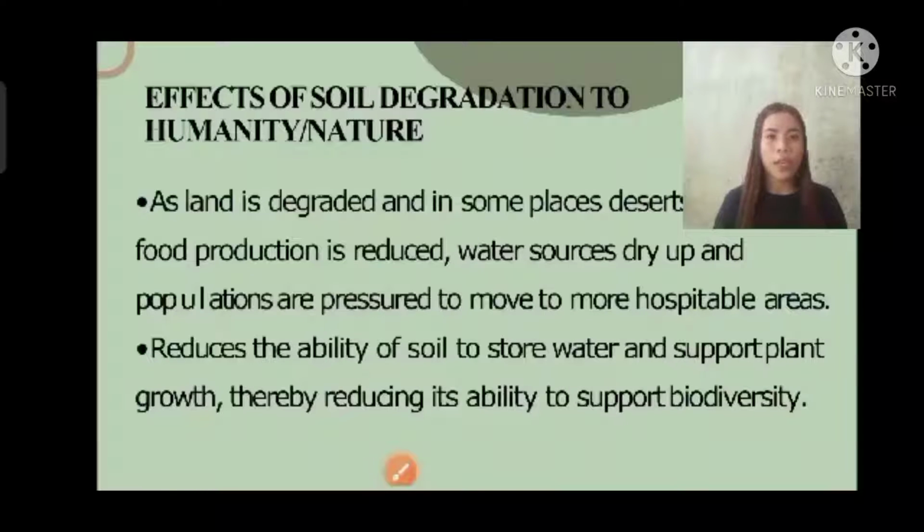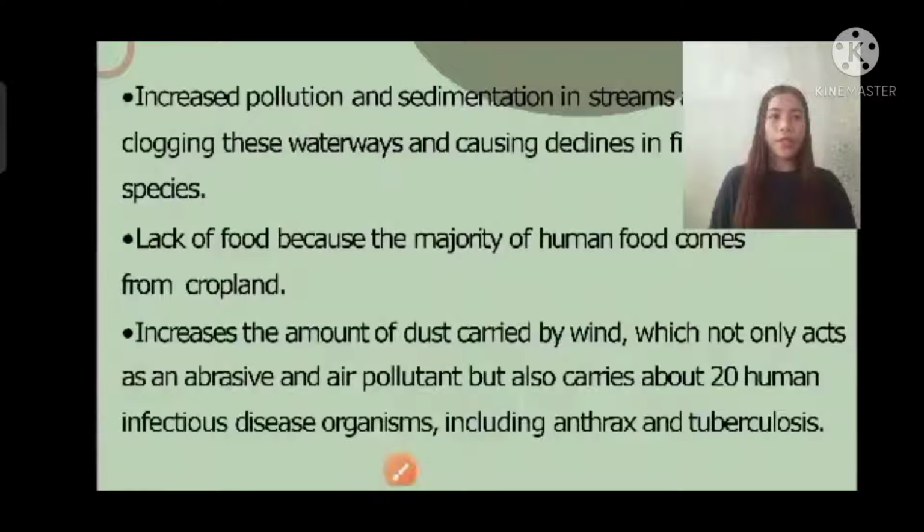Second, it reduces the ability of soil to store water and support plant growth, thereby reducing its ability to support biodiversity. Third, increased pollution and sedimentation in streams and rivers, clogging these waterways and causing decline in fish and other species. Fourth, lack of food, because the majority of human food comes from cropland.